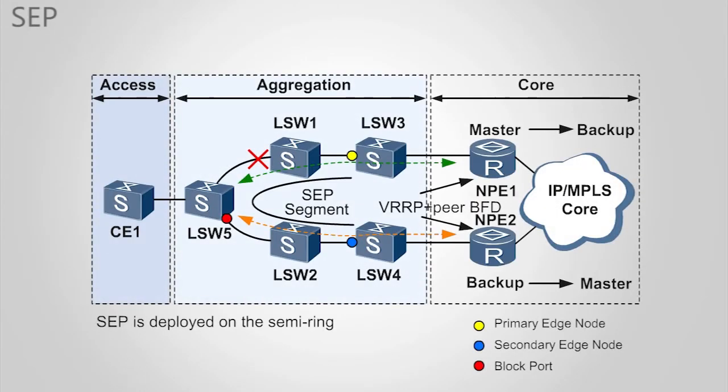If SEP is configured and enabled on the network, the blocked interface on LSW5 transitions to the forwarding state and sends link status advertisements to notify all the nodes to update their link state databases. Traffic sent from CE1 is then switched to the standby link: LSW5 to LSW2 to LSW4 to NPE2. This ensures uninterrupted traffic forwarding.